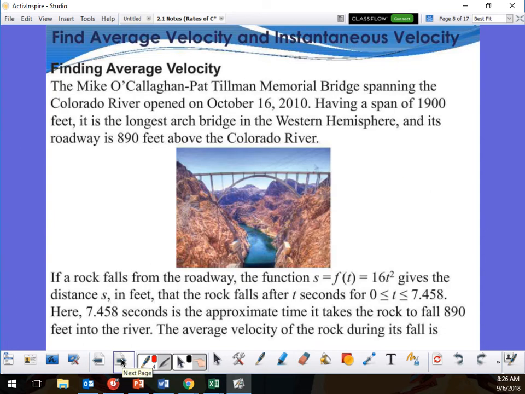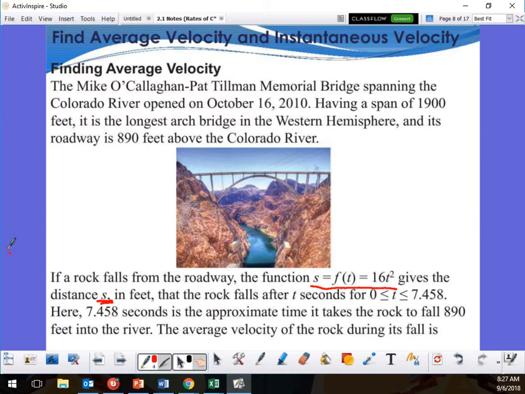Now this one right here, finding average velocity. The Mike O'Callaghan-Pat Tillman Memorial Bridge spans the Colorado River. It is the longest arch bridge in the Western Hemisphere, and its roadway is 890 feet above the Colorado River. If a rock falls from the roadway, the function gives the distance s, my distance in feet that the rock falls after t seconds. So it's the distance from the bridge.